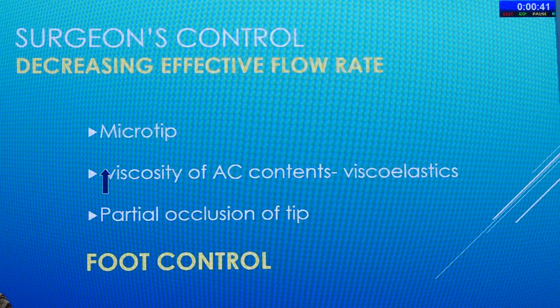Similarly, the third thing which we do is the partial occlusion of the tip. What does that mean? When we have occluded the tip with a piece, and this is in our foot control, before we remove this occlusion, what we can do is very swiftly partially occlude the tip with another piece. So after occlusion we are not breaking this cycle, and before the occlusion breaks, we are partially occluding the tip with another piece. So this is how we can effectively decrease the flow rate.